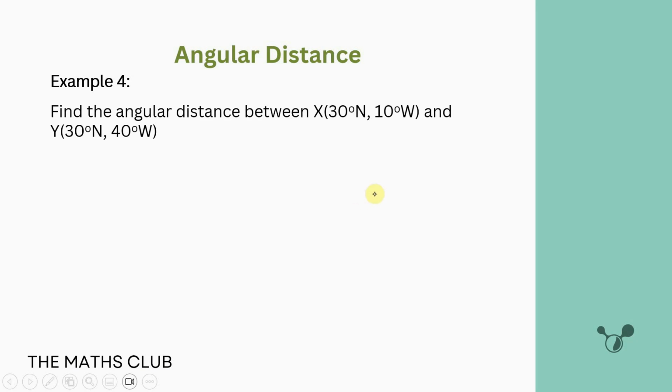Example 4 now says to find the angular distance between X, 30 degrees north and 10 degrees east, and Y, 30 degrees north and 40 degrees west. I want you to try your hands on this. Welcome back. Let's look at it together.